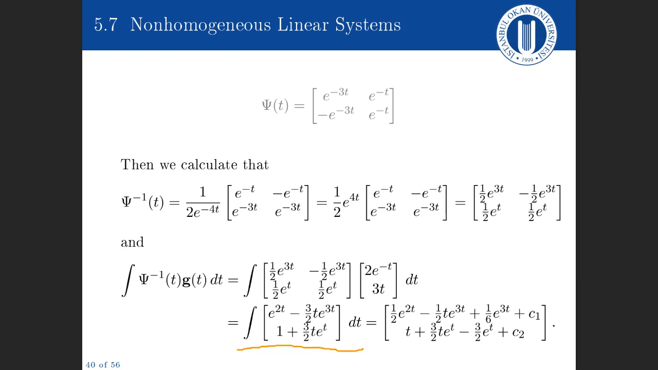Don't be scared of integrating a vector function. All we do is integrate each position separately. Integral of e^(2t), of course, is just a half e^(2t). For minus 3/2 t e^(3t), we need to do integration by parts, and we get minus a half t e^(3t) plus 1/6 e^(3t). And then, of course, plus a constant on the end. Then repeat that for 1 plus 3/2 t e^t to get t plus 3/2 t e^t minus 3/2 e^t plus a constant. We're just integrating here.